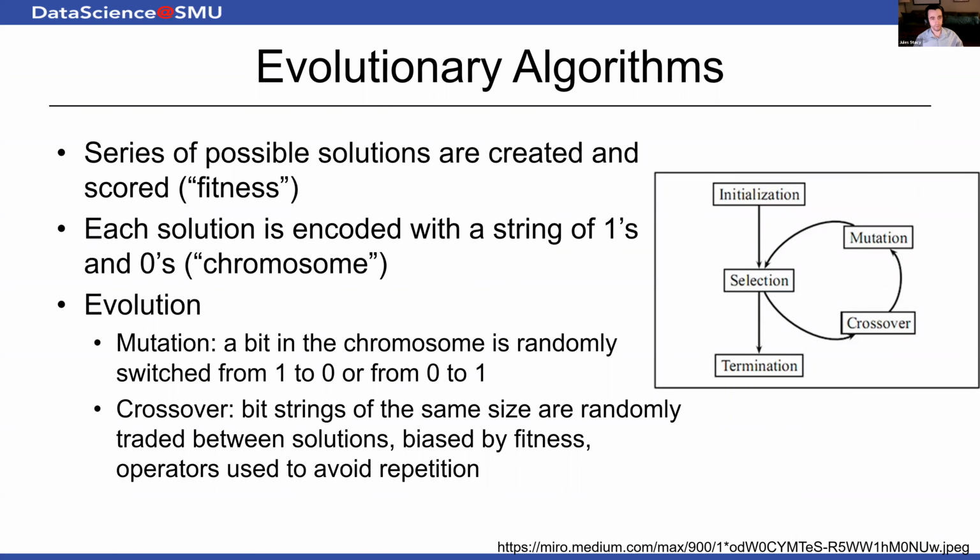Evolutionary algorithms are a means by which neural network training can be enhanced to create more effective models. For model evolution to happen, a series of possible solutions are first created and stored, which determines their fitness. Each solution is then encoded into chromosomes with strings of ones and zeros. Finally, the solutions are evolved through either mutation or crossover. Mutation occurs when a bit in the chromosome is randomly switched from 1 to 0 or 0 to 1, and crossover occurs when strings of bits are traded between solutions in such a way that the trades are biased by fitness. This concept will be further explained in a later slide.